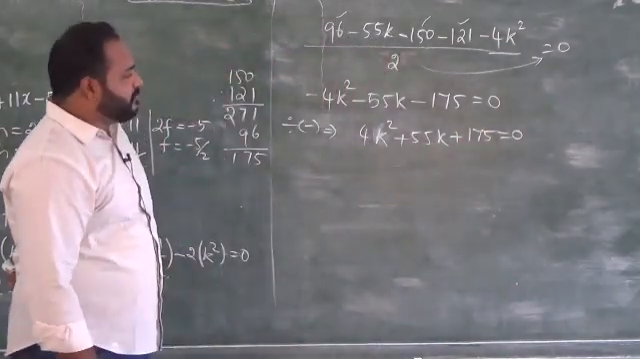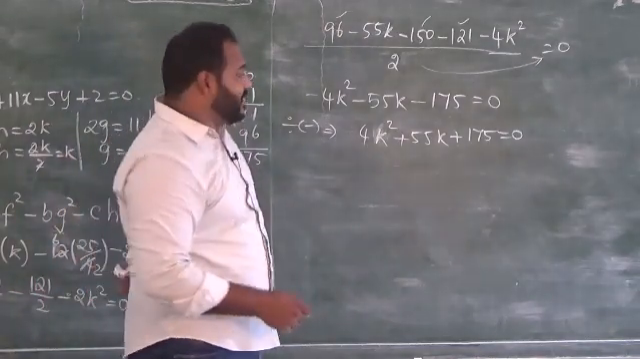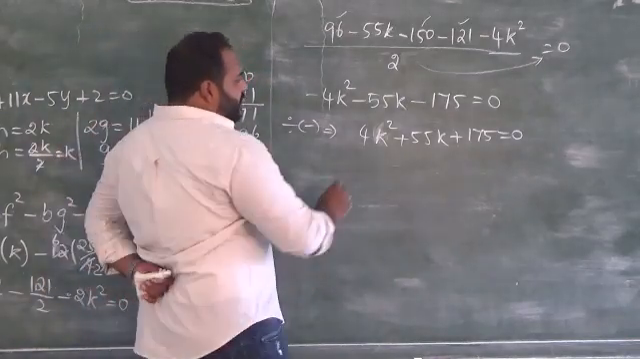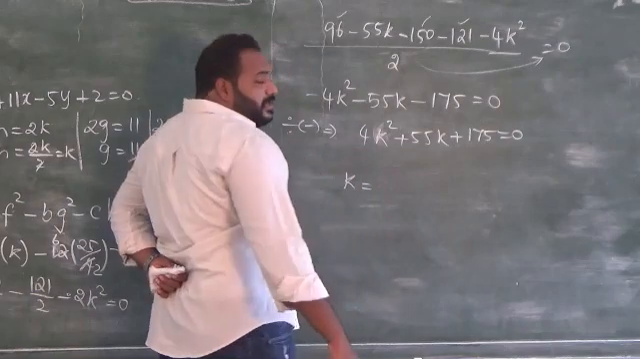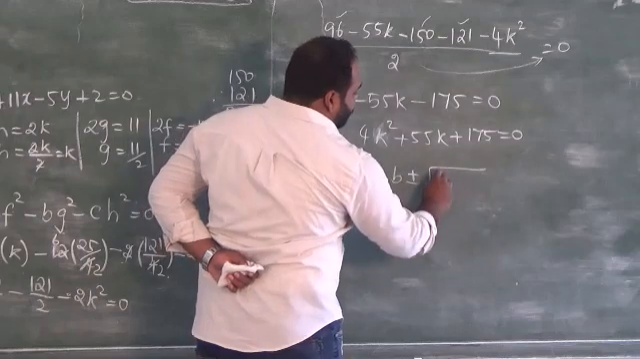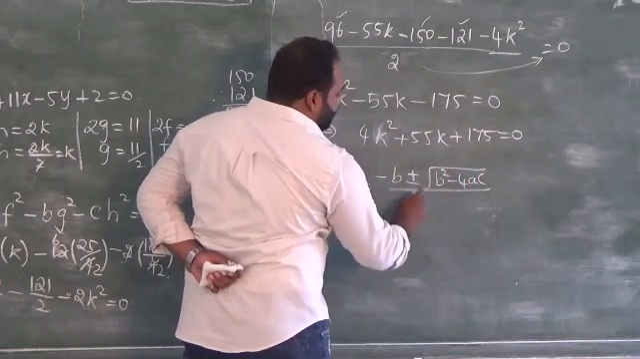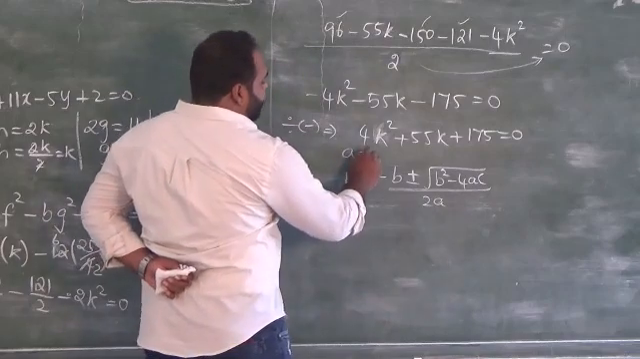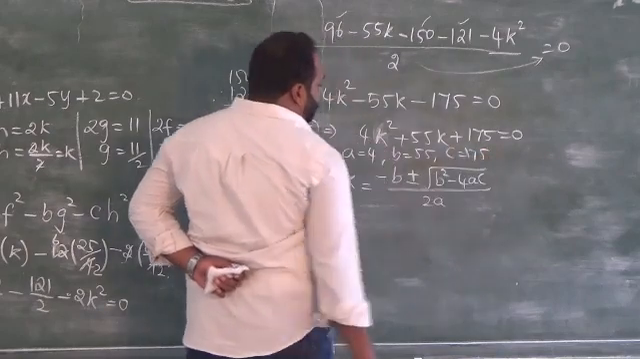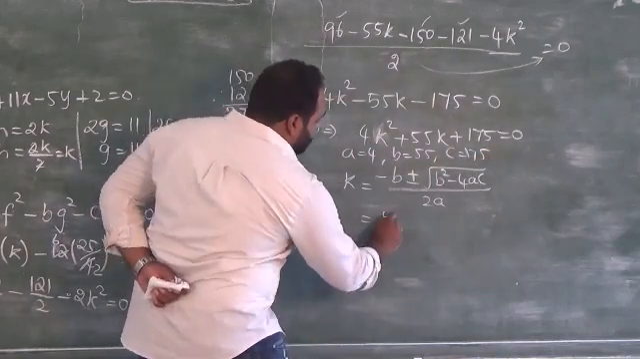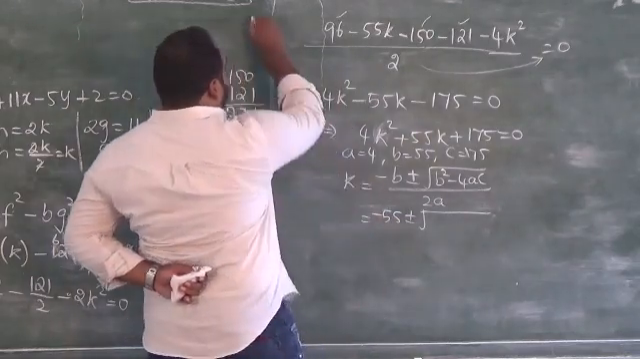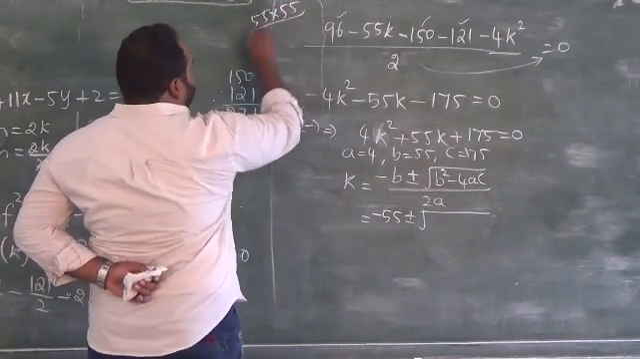So here we have to find the k value, but we are getting a quadratic equation. So how can we get the k value from the quadratic equation? By factorization. Here I am going to use the formula for finding the k value. We know the formula: minus b plus or minus root of b square minus 4ac by 2a. So here the a value is 4, b value is 55, c value is 175. So minus b is minus 55 plus or minus root of b square, 55 into 55.